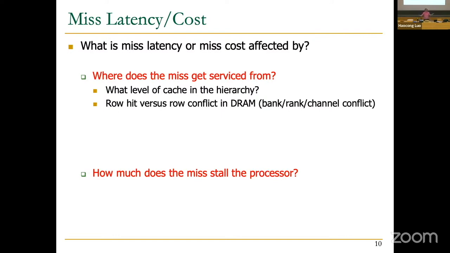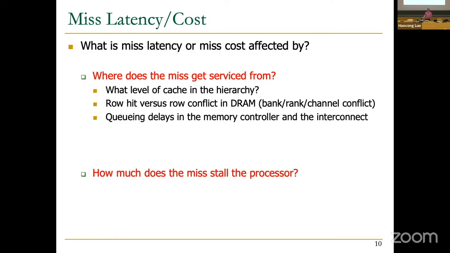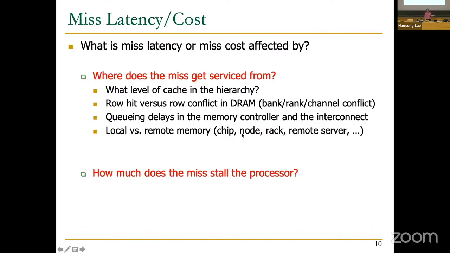So there are different latencies depending on where you hit in the hierarchy, where you hit in the DRAM, and whether you get a conflict on the bus, for example, or not. You can have queuing delays in the memory controller and the interconnects if you're going to a remote memory in the network. So there are delays that you experience, and these all affect the latency of the miss. And as we discussed, local versus remote memory: does the miss get serviced from the chip, from the same node, from the same rack, or from some remote server, some memory blade, for example, that's far away?